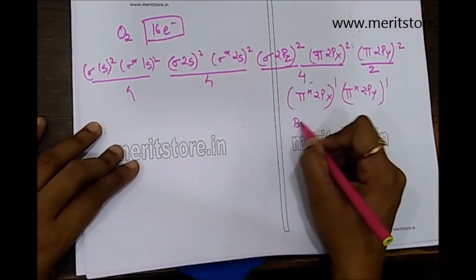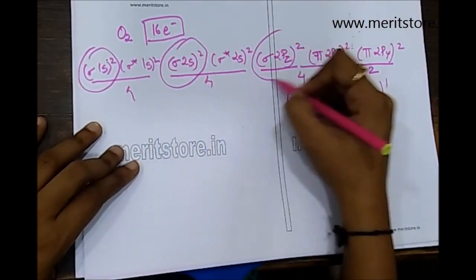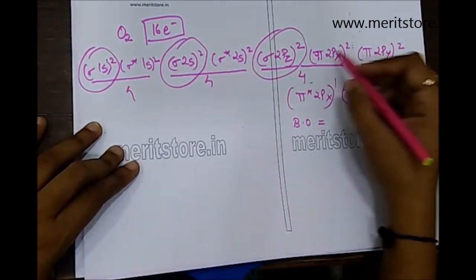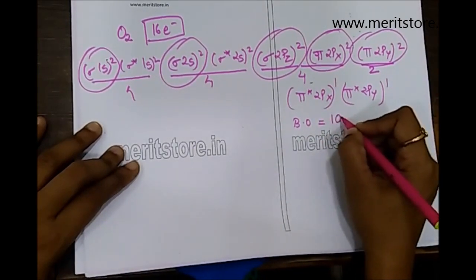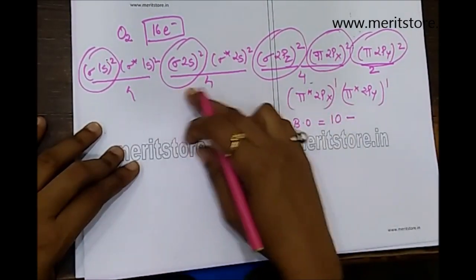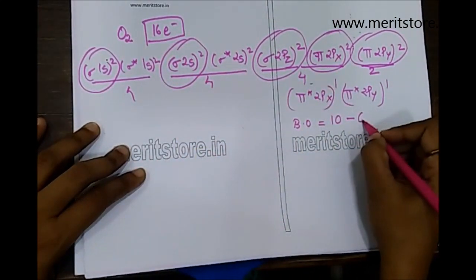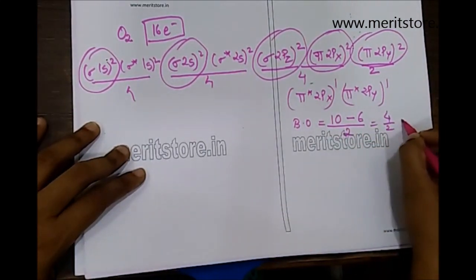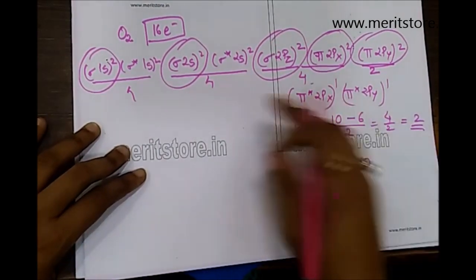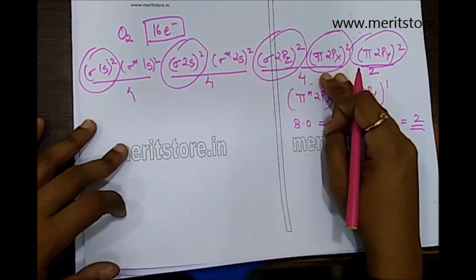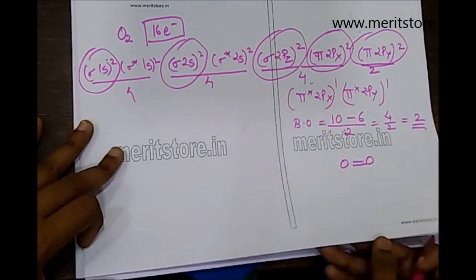If I have to calculate the bond order, the bonding electrons are 2 plus 2 is 4, plus 2 is 6, plus 2 is 8, plus 2 is 10. So 10 bonding electrons are there, minus the antibonding electrons, 2, 2 and 2, a total of 6, divided by 2. So it is 4 divided by 2, and the answer is 2. So between the two oxygens there is a double bond present. We can use this molecular orbital concept to find out whether a molecule is diamagnetic or paramagnetic, and what bond order is present in it.